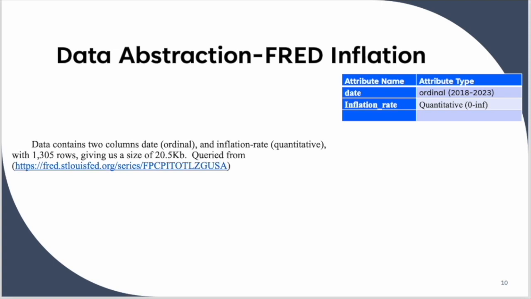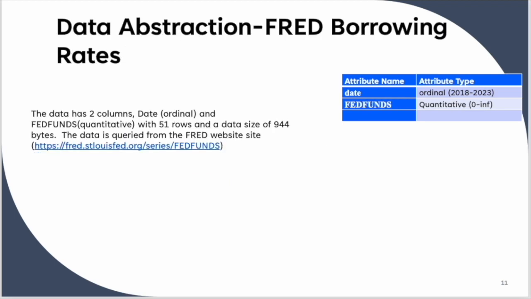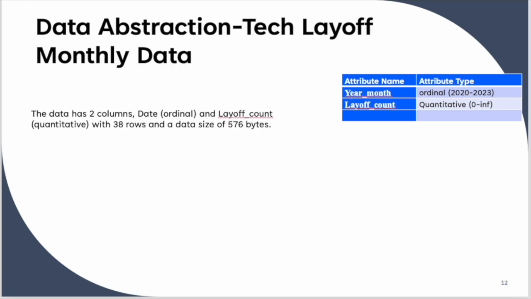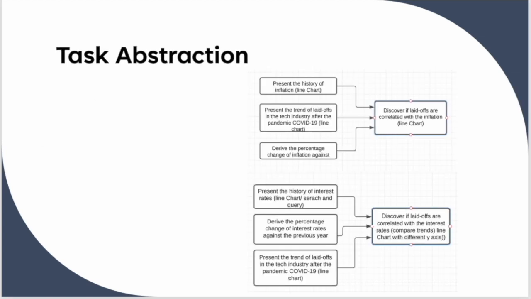Now the data abstraction portion for the Fed inflation, which is the Federal Reserve inflation rate calculations. This data contains two columns for date ordinal and inflation rate, which is quantitative. And then we're going to go to the Federal Reserve borrowing rates, which contains two columns, date and the federal funds borrowing interest rates. And then we're going to include the tech layoff monthly data that contains the date and layoff counts.